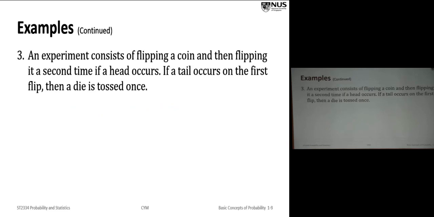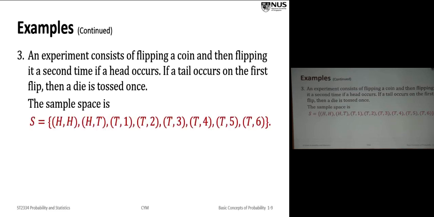So here is another one. The experiment is like this. I toss a coin. If it's a head, then I continue to flip it, so the second outcome will be either a head or tail. But if it's a tail, I don't flip the coin, but instead I do another experiment. I try to toss a die. So these are the possible outcomes.